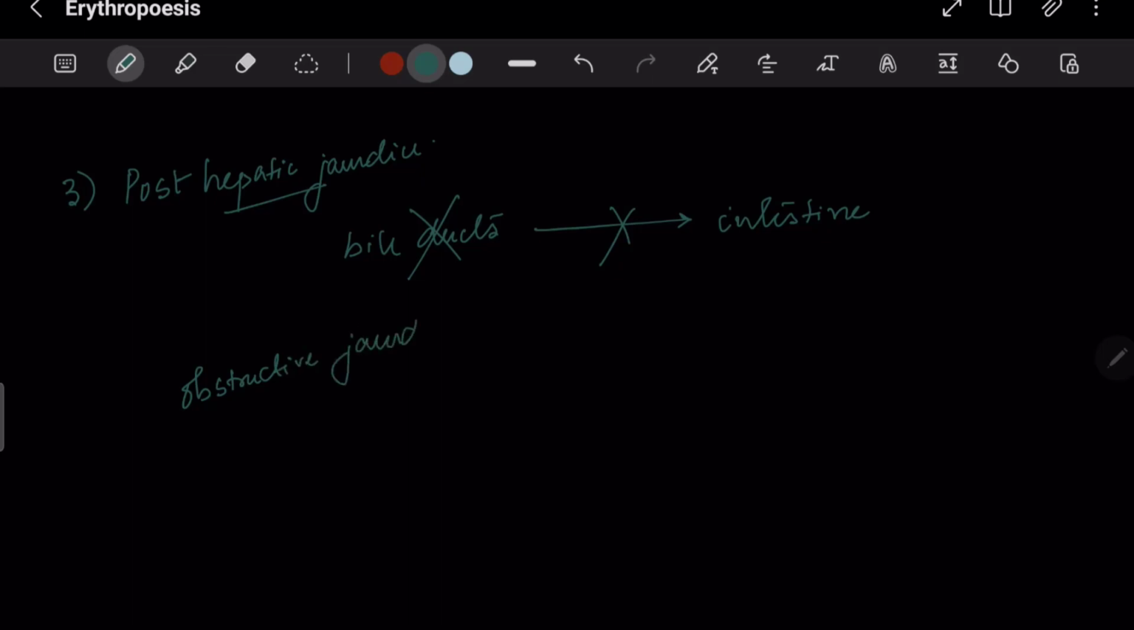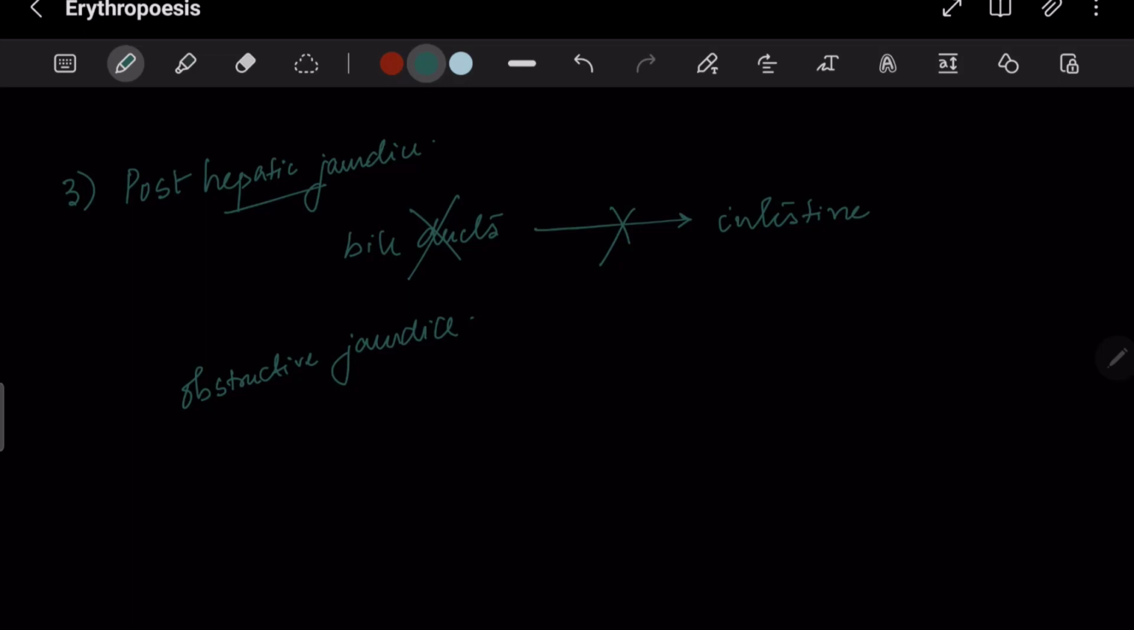Right. Now, since bilirubin is already conjugated by the liver, it is the conjugated bilirubin that increases in the serum. The stools become chalky and pasty. The conjugated bilirubin is measured in this case, and a confirmed case of post-hepatic jaundice is said to be present.